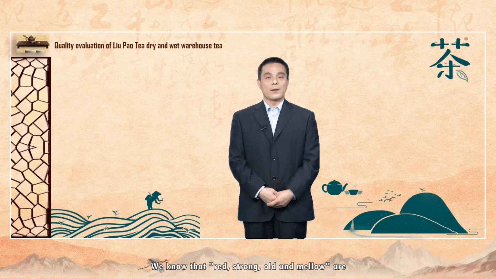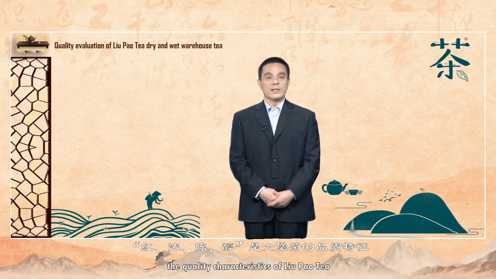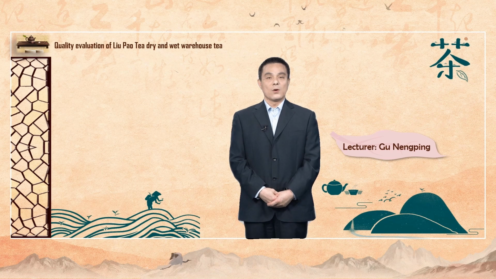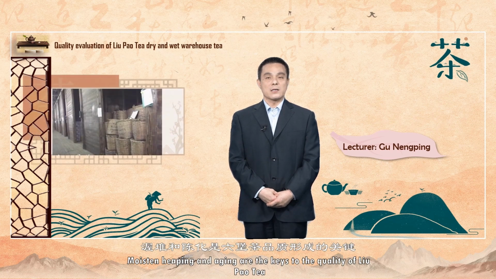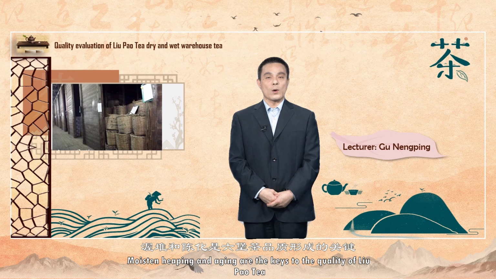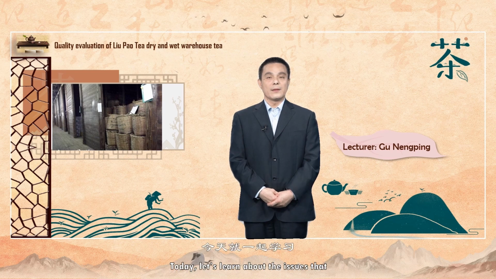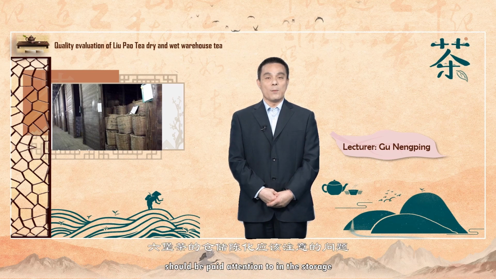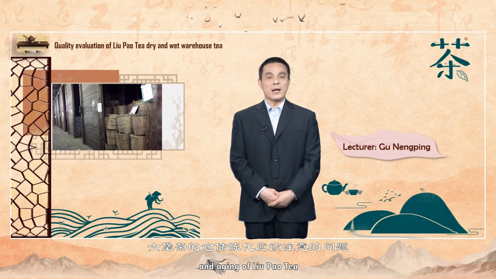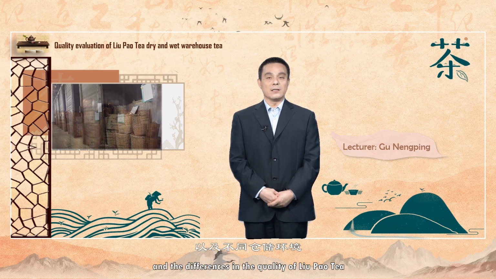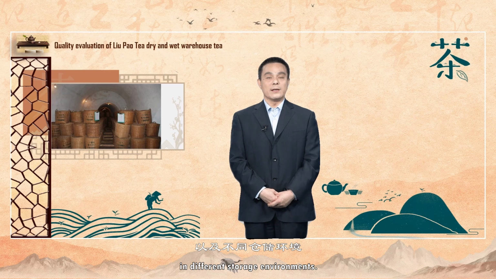We know that red, strong, old, and mellow are the quality characteristics of Liu Pao tea. Moist heaping and aging are the keys to the quality of Liu Pao tea. Today, let's learn about the issues that should be paid attention to in the storage and aging of Liu Pao tea, and the differences in the quality of Liu Pao tea in different storage environments.